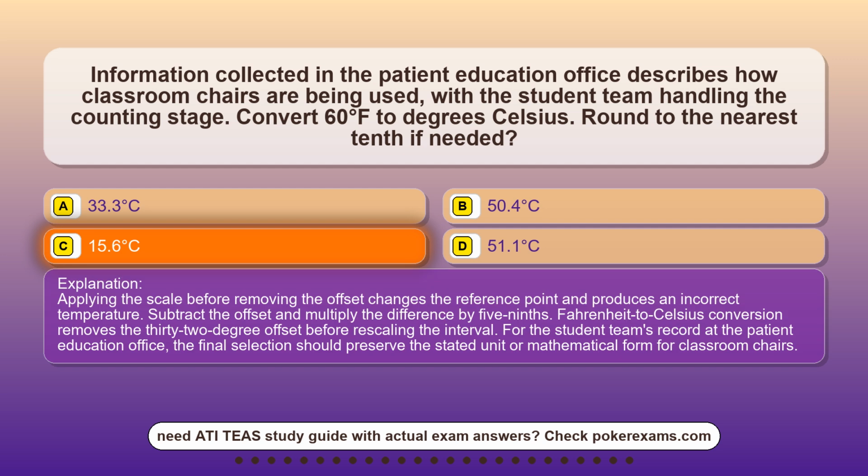Applying the scale before removing the offset changes the reference point and produces an incorrect temperature. Subtract the offset and multiply the difference by 5/9. Fahrenheit to Celsius conversion removes the 32 degree offset before rescaling the interval. For the student team's record at the patient education office, the final selection should preserve the stated unit or mathematical form for classroom chairs. Question 16.